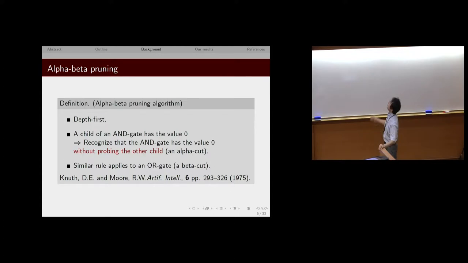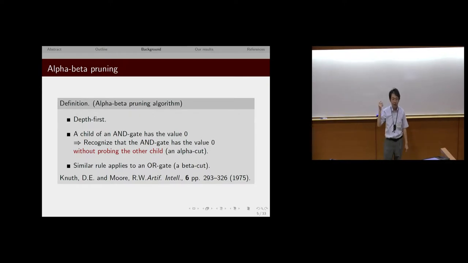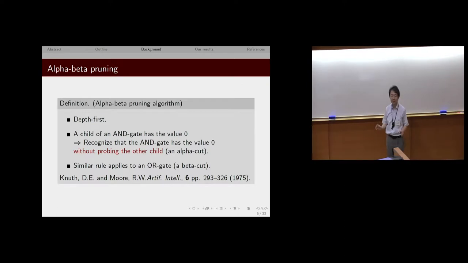If a child of an AND gate has the value 0, then the algorithm recognizes that the AND gate has the value 0. So a skip happens. Such a skip is called an alpha cut. And we consider a similar rule for the OR gate. Such a cut is a beta cut. And these are alpha-beta pruning algorithms. So in the paper by Suzuki and Nida 2015, and in the paper by Peng et al. 2017, only alpha-beta pruning algorithms are considered.